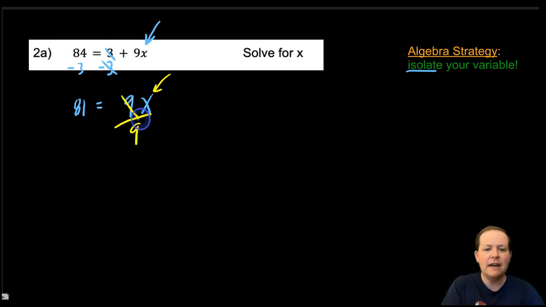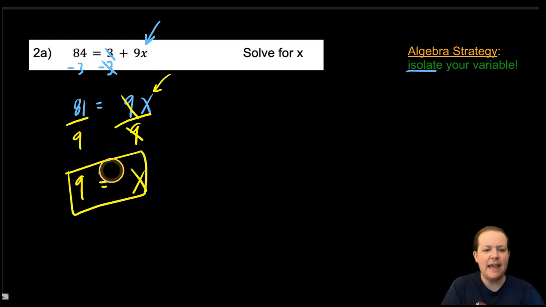9 divided by 9, that actually all cancels. That just leaves me with 1. 1 over 1, that's just x. But since I divided the right-hand side by 9, I also have to divide the left-hand side by 9. What's 81 divided by 9? If you need a calculator, no problem. We'll need a calculator for at least some of these. It turns out that 81 divided by 9, that's 9. So that's the answer to this problem here. 84 equals 3 plus 9x. X is equal to 9.